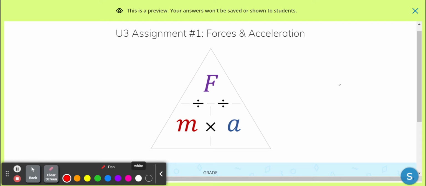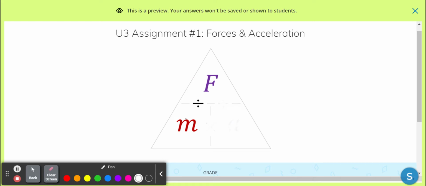So let's say we're going to solve for acceleration. So I'm going to white it out. I'm going to block out these two math operations next to it. All right, so what we have left is force divided by mass. If we take force divided by mass, we should get the acceleration.